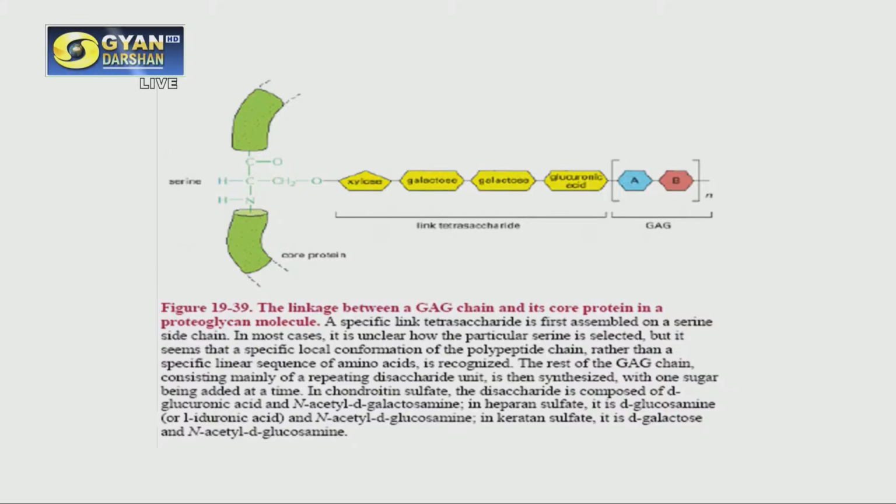So you can see that in this way the entire GAG chains along with the core protein are associated, and this together constitutes the proteoglycan. So proteoglycan is thus a major component of the extracellular matrix, which is composed of the GAGs, as I said, linked with proteins.